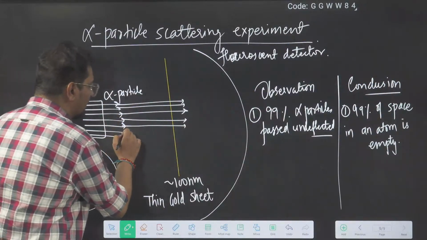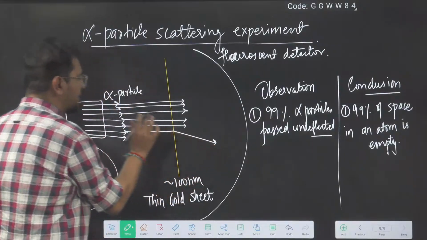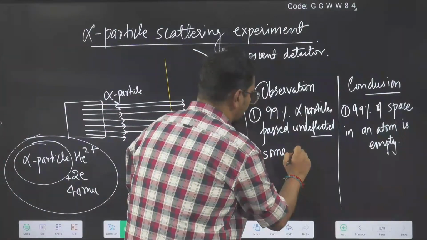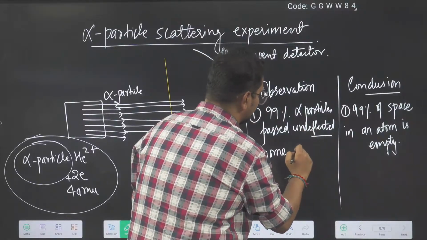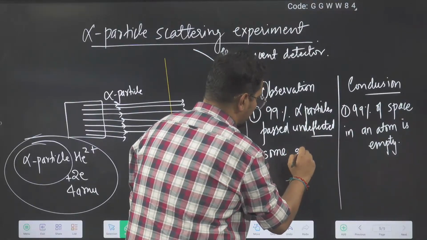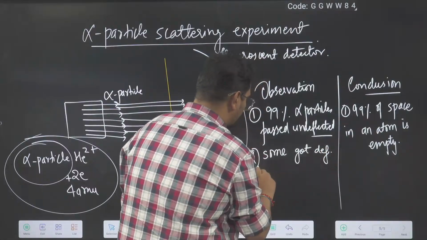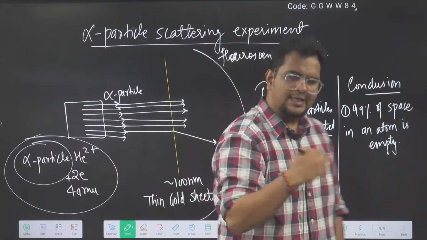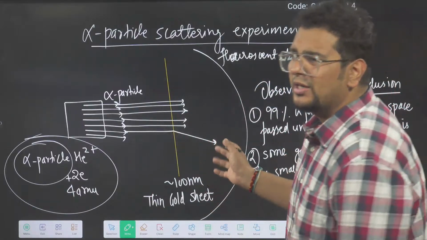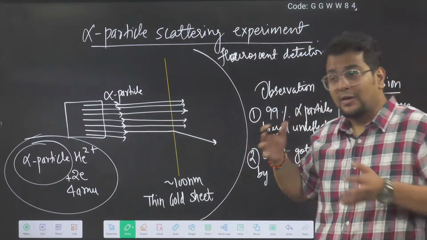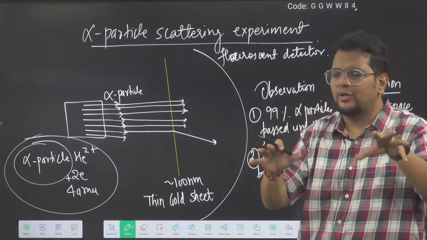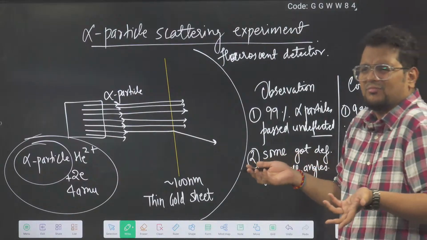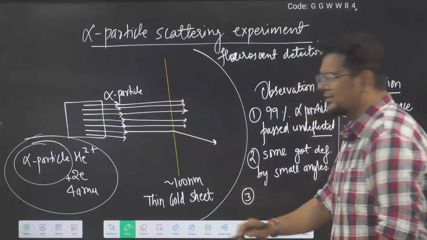Then what did he find? He found that some of the alpha particles got scattered by small angles. This was expected. Some got deflected by small angles. This was normal, exactly what we thought would happen. An elephant will be running towards you, he will climb over you, little deflection. So some of the alpha particles got deflected by small angles. Okay, expected observation.